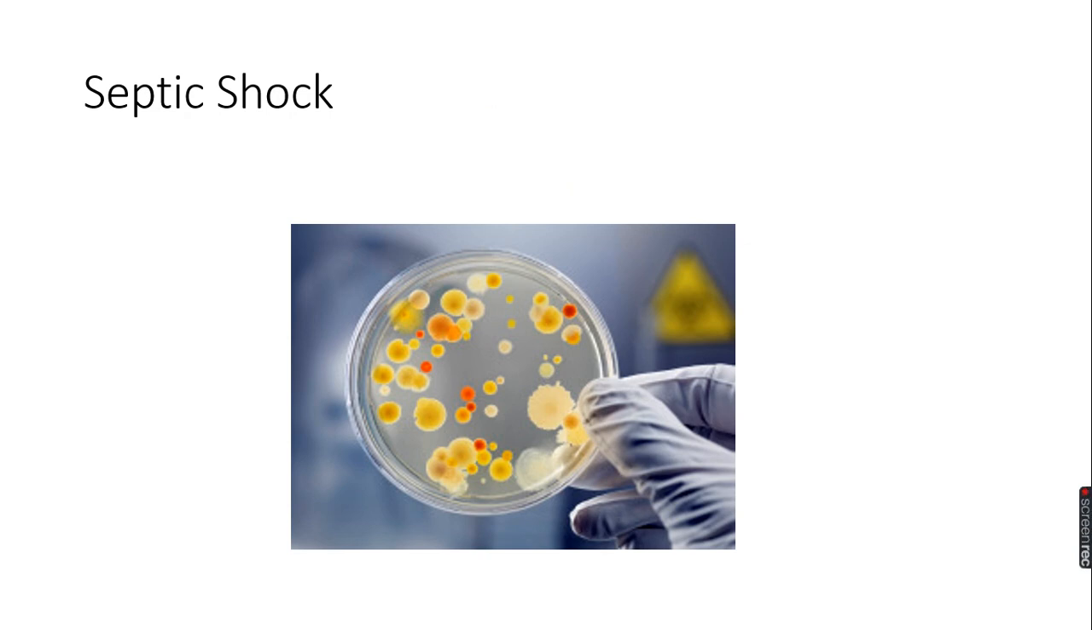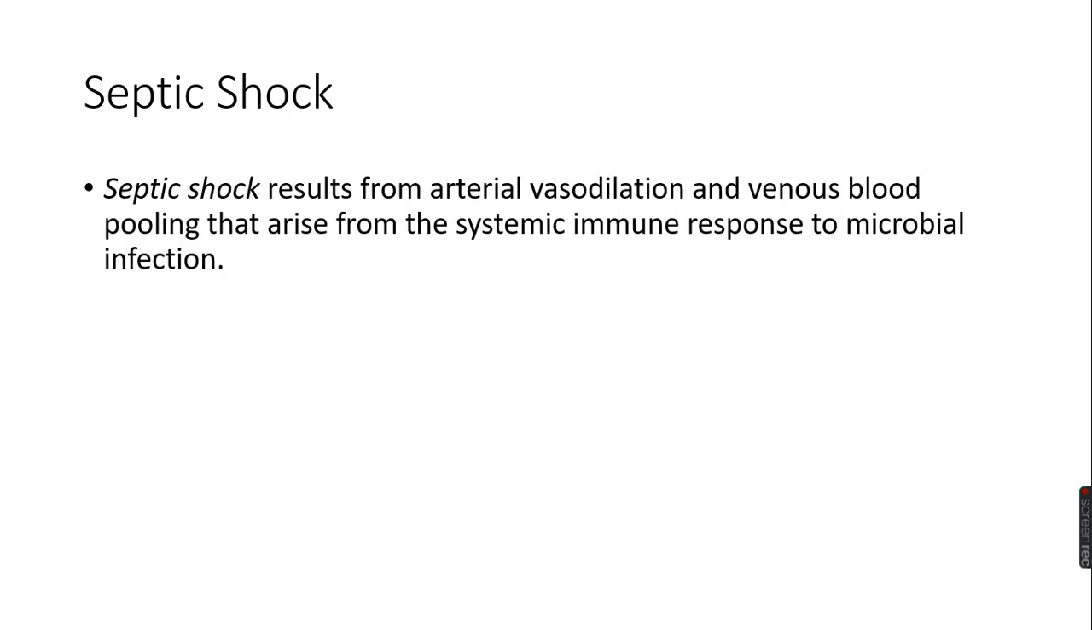The second form of shock is called septic shock. In this form of shock, it's usually a shock that arises from the host's immune response to a particular foreign body or foreign antigen. So septic shock results from arterial vasodilatation and venous blood pooling that arises from the systemic immune response to microbial infection.